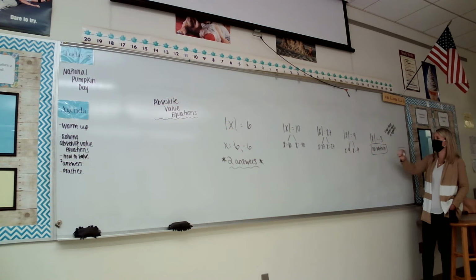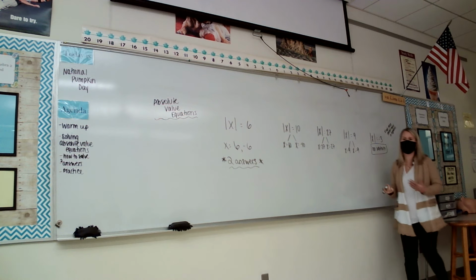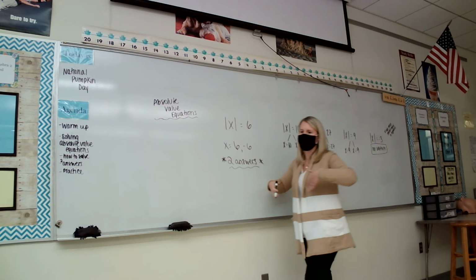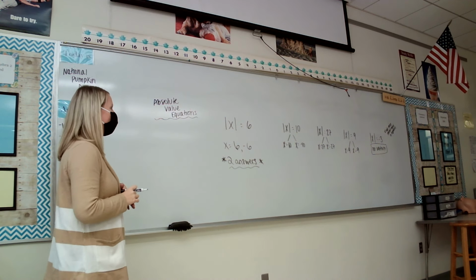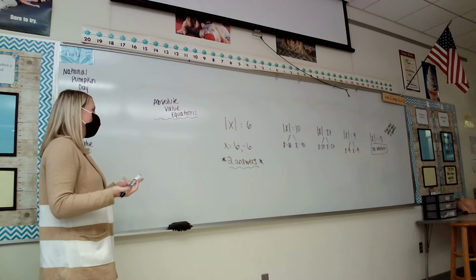So it's something you just kind of look out for. It randomly pops up. But in general, if you see an absolute value symbol equal to a negative, you just stop and say no solution. Okay, so those are kind of the most basic.